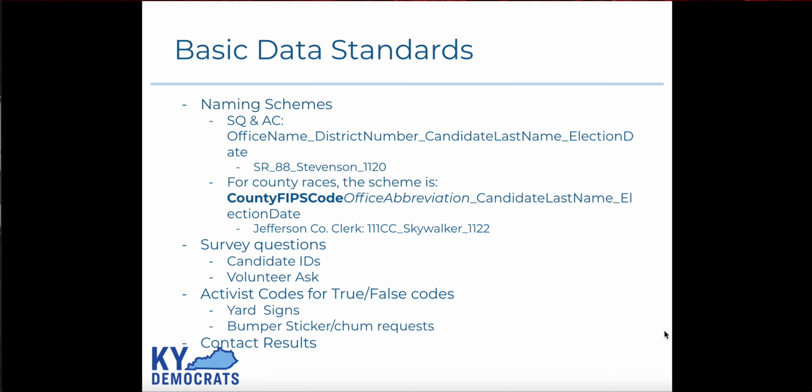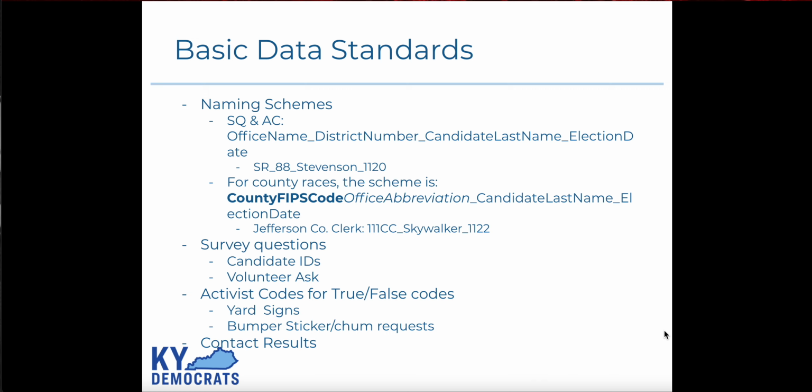For activist codes, these are basically true or false. Does this person want this? Are they a part of this group? If they're marked as having that activist code, true. If not, false. These are traditionally used for yard sign requests or to track yard signs and bumper stickers or other chum things like that. Some that are available for candidates or campaigns and county parties as well are things like our public educators list.